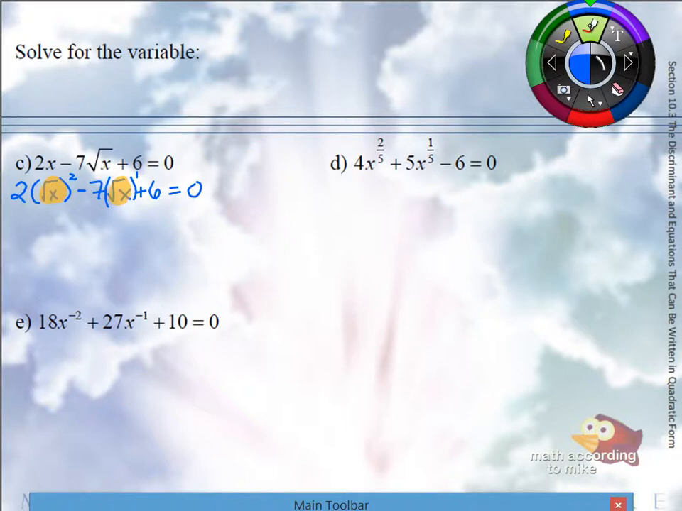So for all of these equations, quadratic in form, you might need to rewrite it so you see something being squared and something being repeated. Whatever is being repeated, give it a new name. What do you want to call it? What'd you call it?